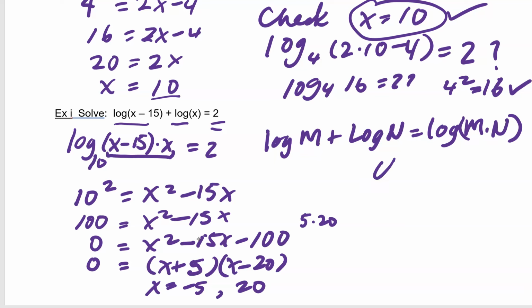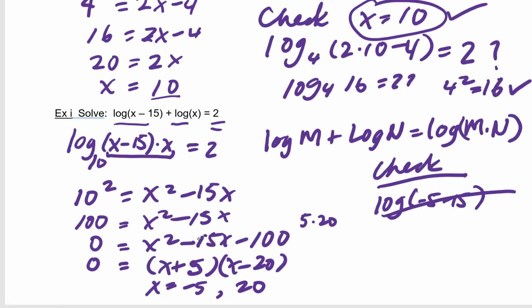And we want to check these. And as you can probably guess, if I let x equal -5, when I go back to the original equation up here, I get log of -5 minus 15, and I don't even have to go any further, because taking the log of a negative number is going to give us something undefined. So when we checked x is equal to -5, this solution will be eliminated.